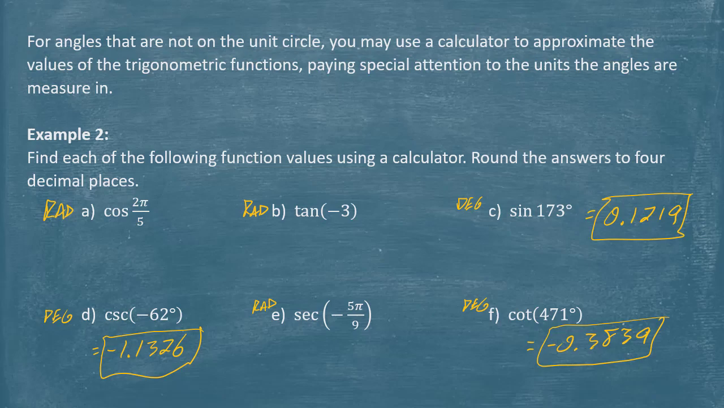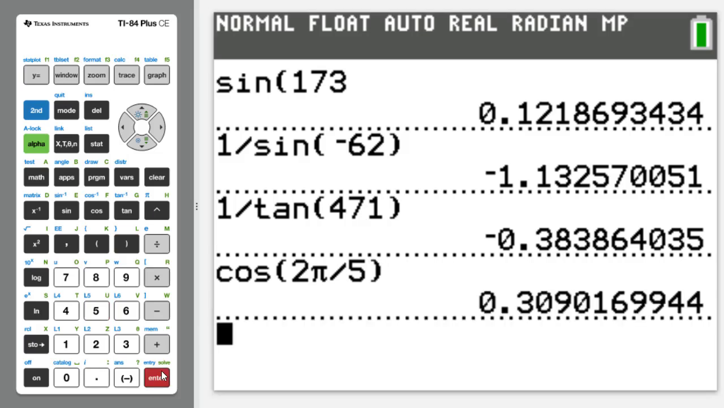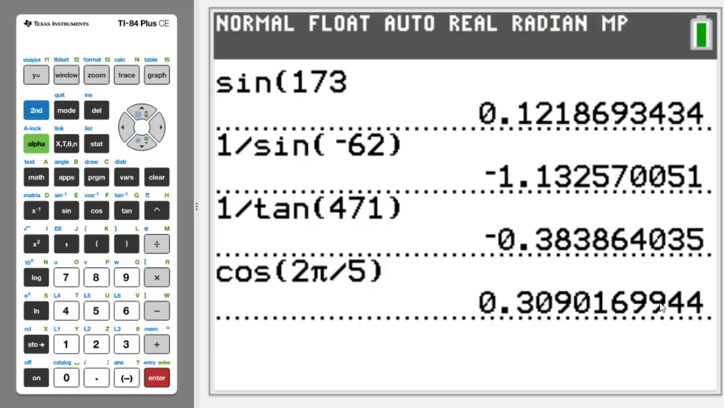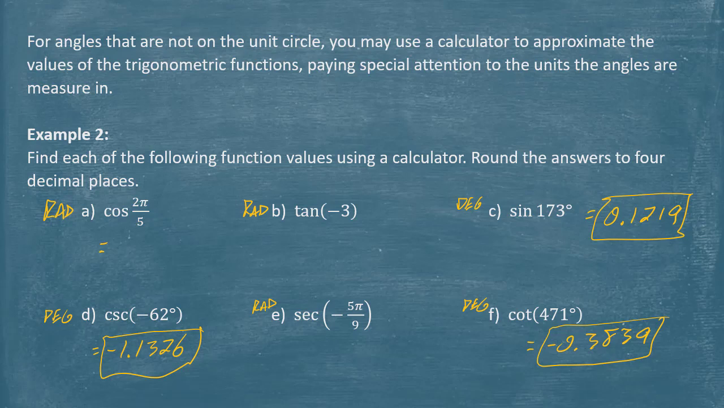So for this one, the first one was cosine of 2 pi fifths. So cosine 2, and then pi, if you haven't found it yet, is the second function of the power or the caret button. And then I just divide by 5. If you wanted to use the fraction template, you can, but you don't necessarily have to because it's just going to convert it to a decimal anyway. So for this one, 0.3090, so basically just 0.309.